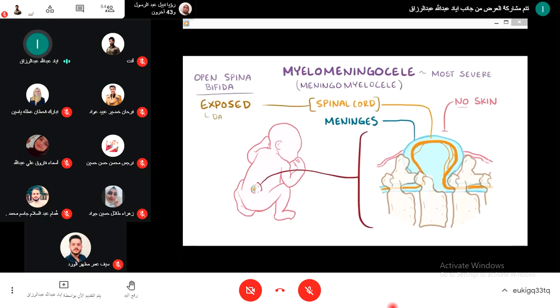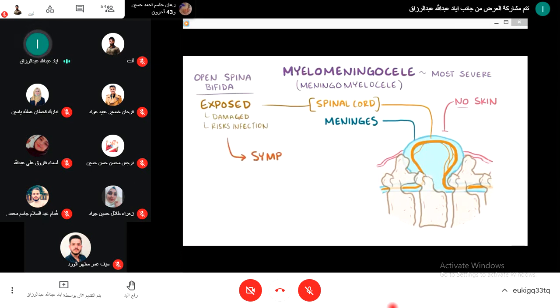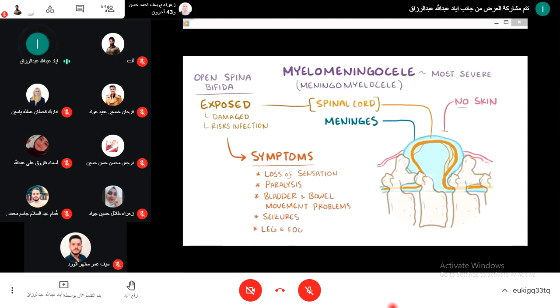This can cause serious damage to the exposed nerves, as well as risk of infection, resulting in symptoms like loss of sensation or paralysis in the areas of the body below the damaged site, bladder or bowel problems, seizures, as well as leg and foot deformities.